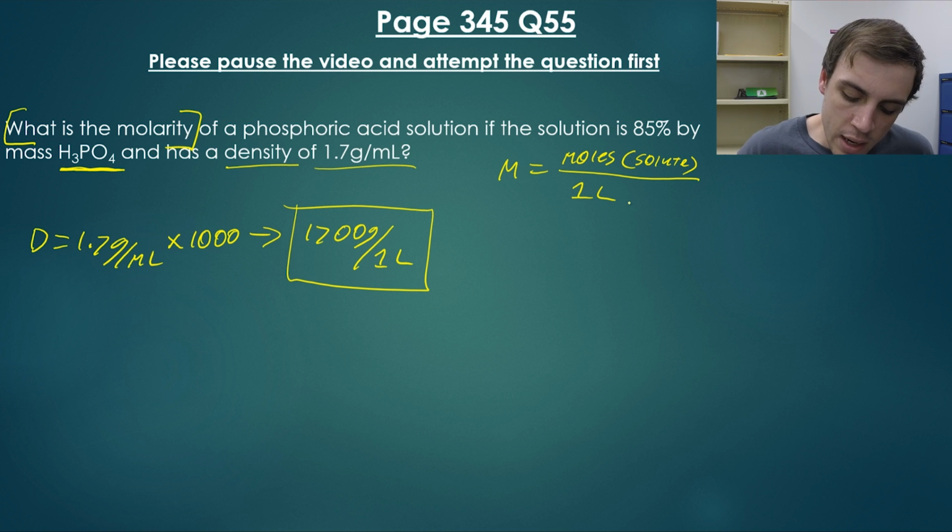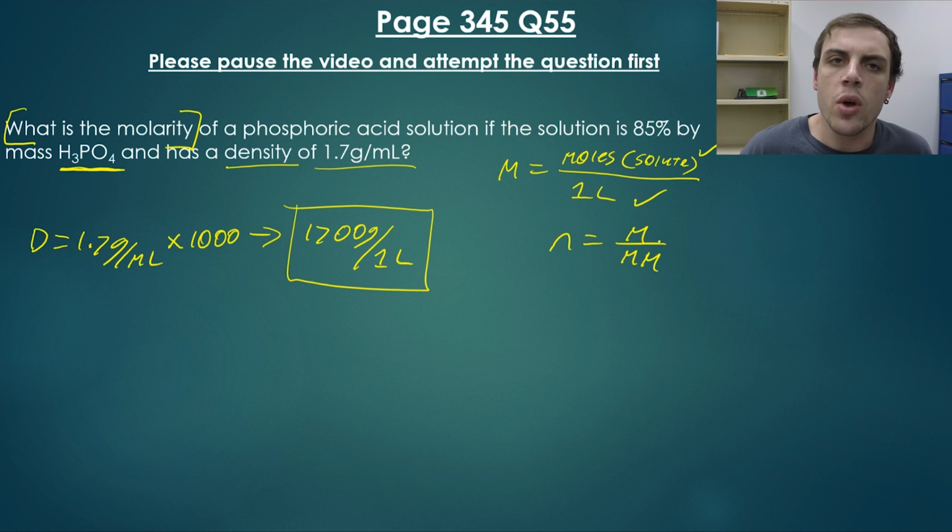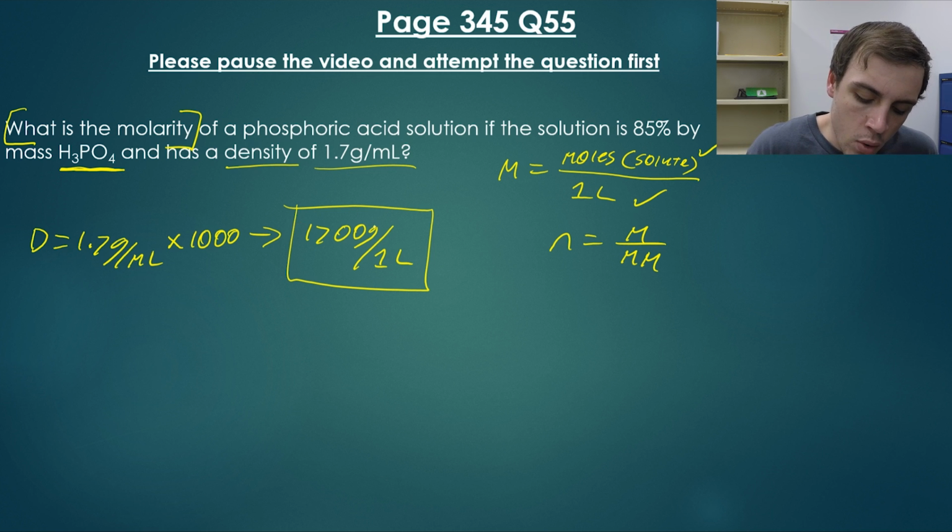So we've got our volume. We now need to find out our moles. So remembering that moles is equal to mass over molar mass. So how do we know the mass of our solute? Well, we know the mass of the overall solution, which is 1,700 grams, and we also know that the phosphoric acid is 85% by mass.